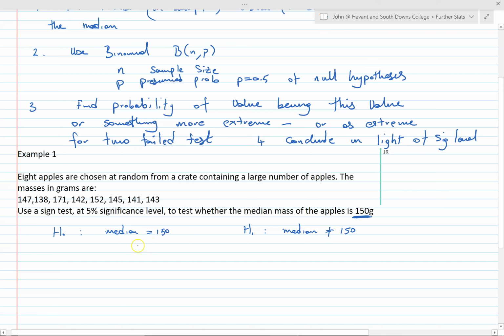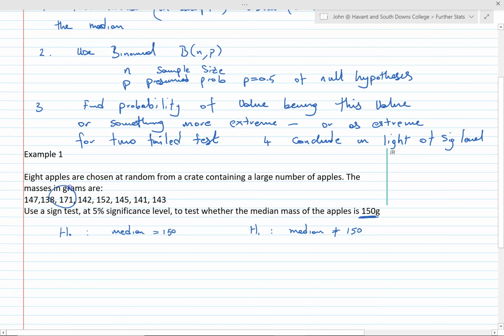The null hypothesis in pretty well all cases involves an equality, and that's something that's always worth bearing in mind. So that is the null hypothesis, that the median mass of the apples is 150. The alternative is that it's different to 150, because actually looking at the sample we've got only one value which is more than 150. So let's work with that.